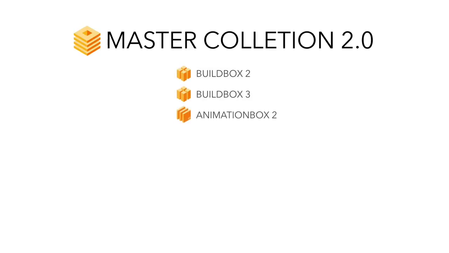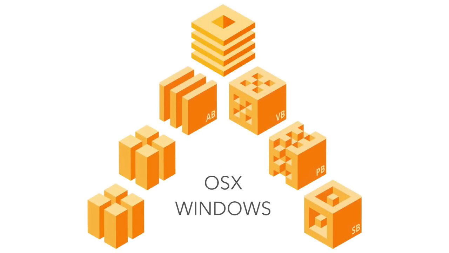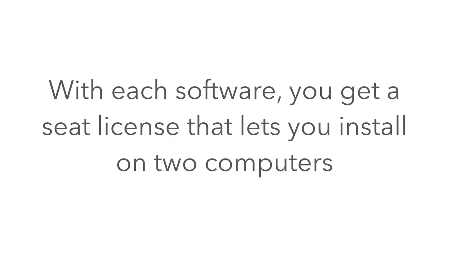All right, guys, so that's Master Collection 2.0. It comes with Buildbox 2, Buildbox 3, Animation Box 2, Sound Box 2, Pixel Box, and Voxel Box, and it's free with a full Buildbox purchase. Also, all of this software works on OS X and on Windows. And with each software, you get a seat license that lets you install it on 2 computers.